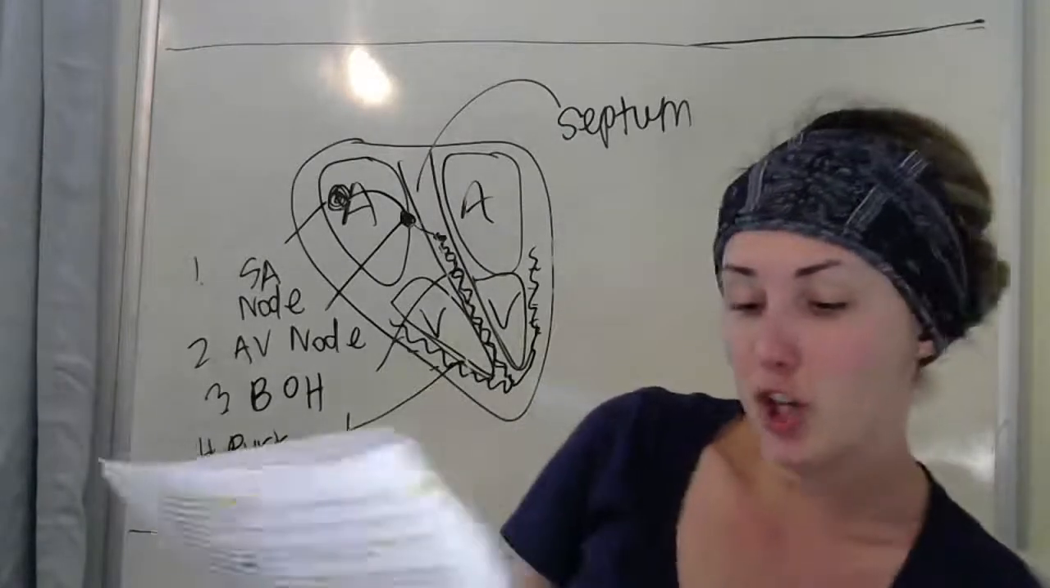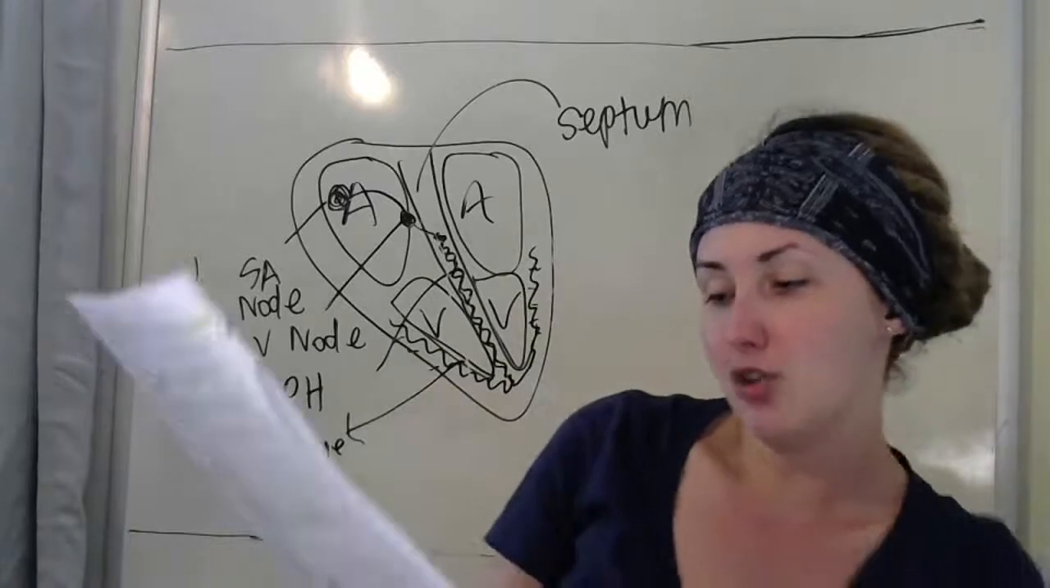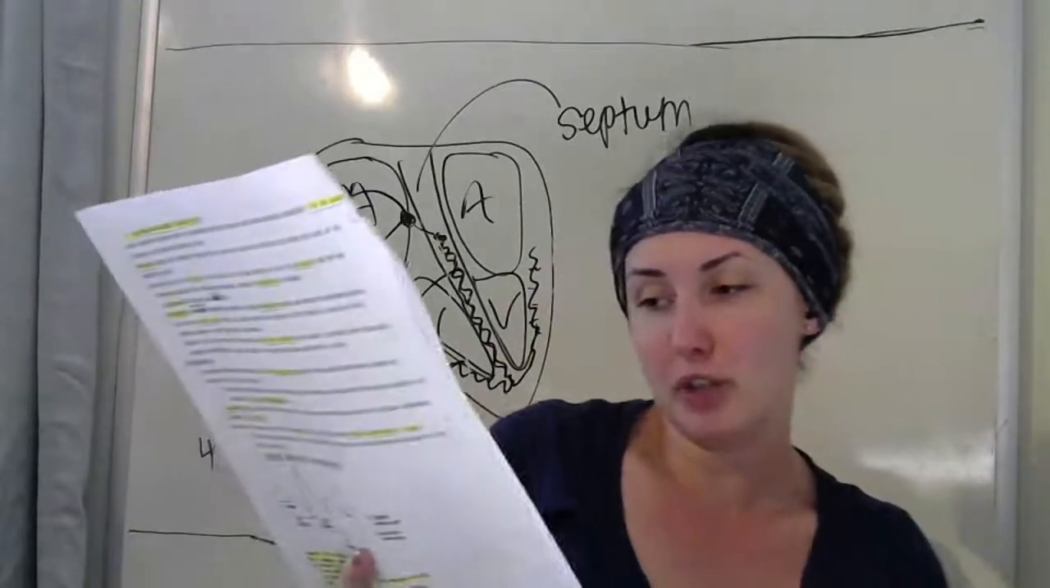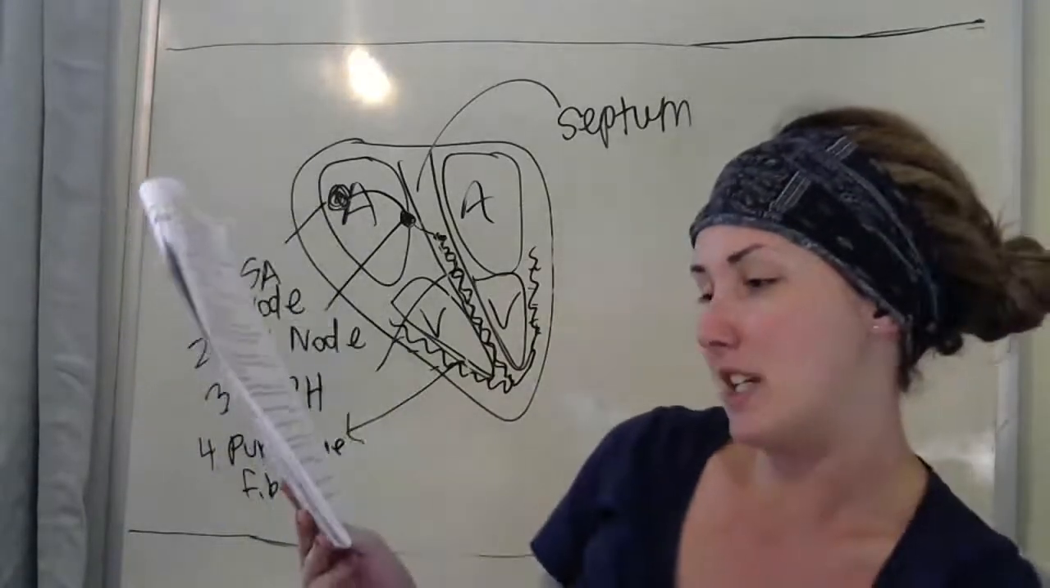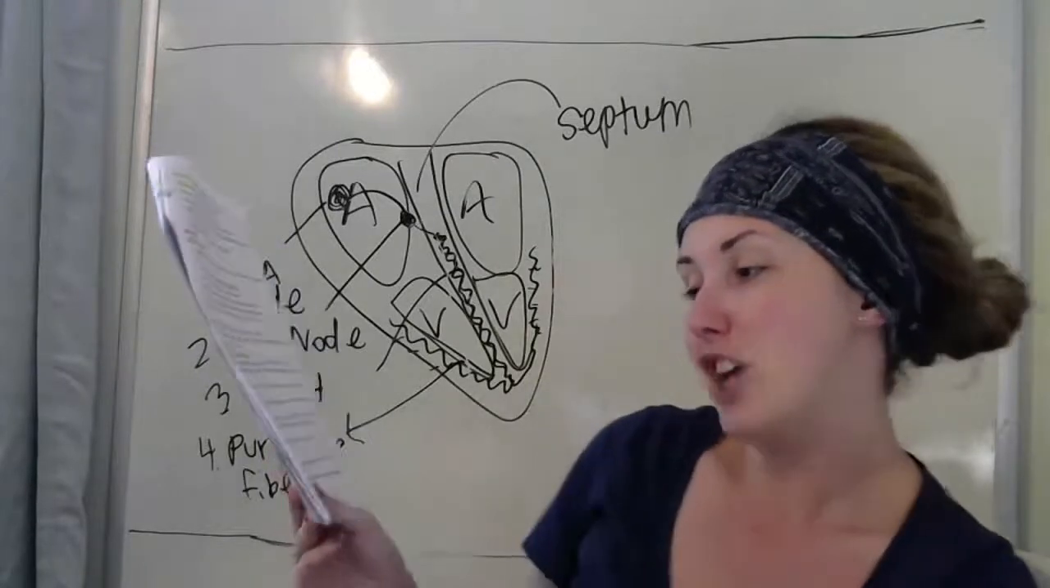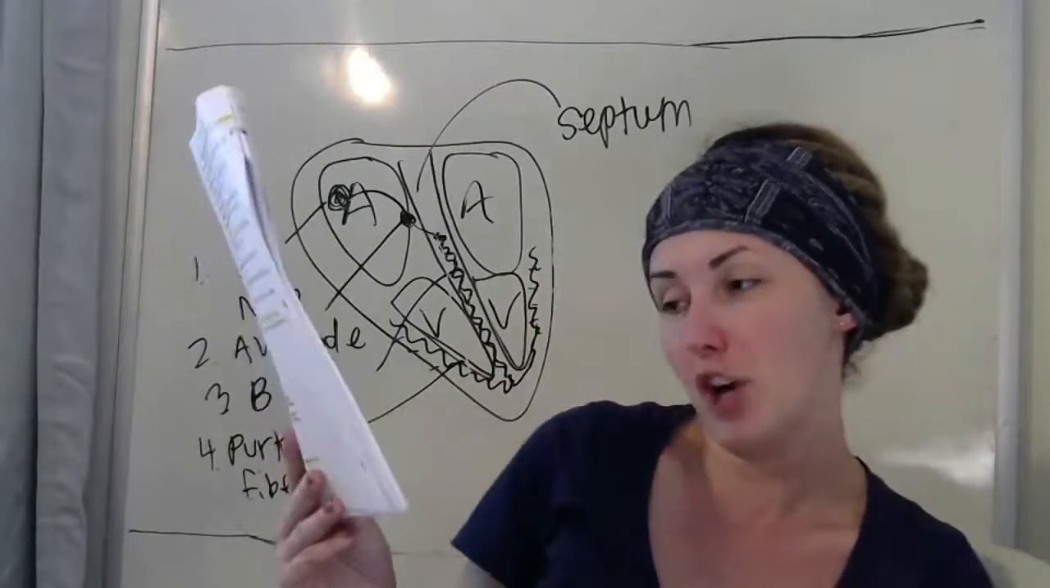Then we have stroke volume, and it's the volume of blood ejected by the ventricles, and it's determined by the volume of blood returned to the heart by the veins, or venous return. Generally, the higher the venous return, the higher the stroke volume.